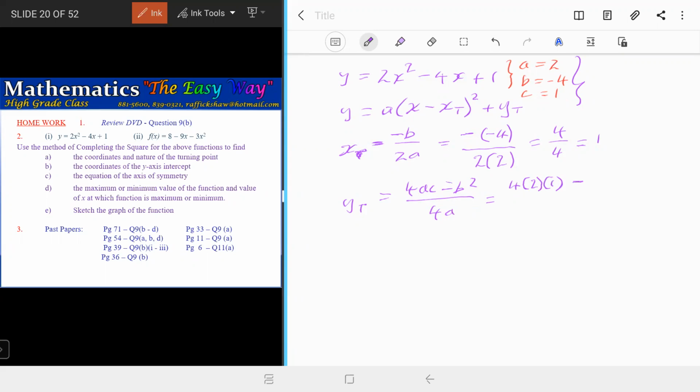Minus. This minus is this minus. Then I have to square the b. B squared. But the b is negative 4. So I'm squaring negative 4. Negative 4 squared. And then I'm dividing by 4 times a under here. 4 times the a value. The a value again is 2. So I'm dividing by 4 times 2.